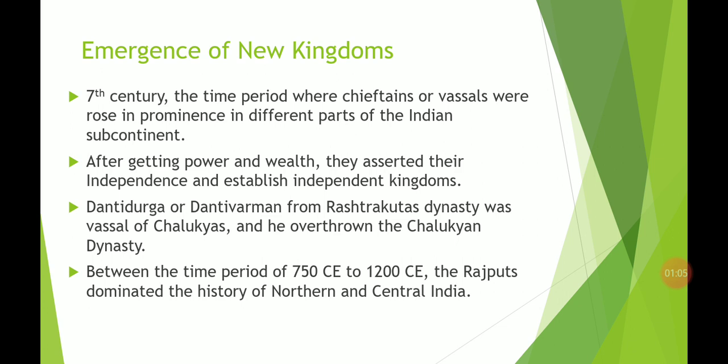As you have read in class 6, Harshvardhan belongs to the Vardhan dynasty, and there were several kings in that Vardhan dynasty. One king was Prabhakar Vardhan, and his wife was named Yashomati, and they had two sons and one daughter, that is Rajyavardhan and Harshvardhan. One daughter, Rajeshwari, was married to the king of Kannauj, King Grihavarma.